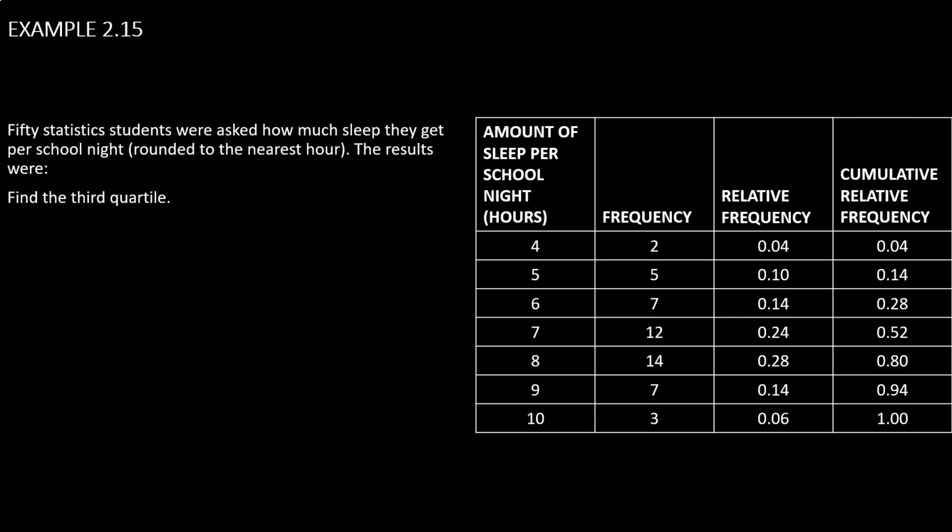To find the third quartile, let's first interpret that as the 75th percentile. We're looking for a line in the sand that separates the bottom 75% of data from the top 25% of data. Looking in our cumulative relative frequency column, we don't see a perfect 0.75.